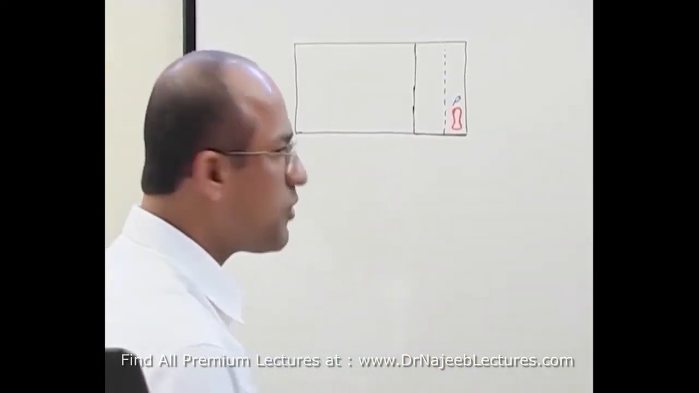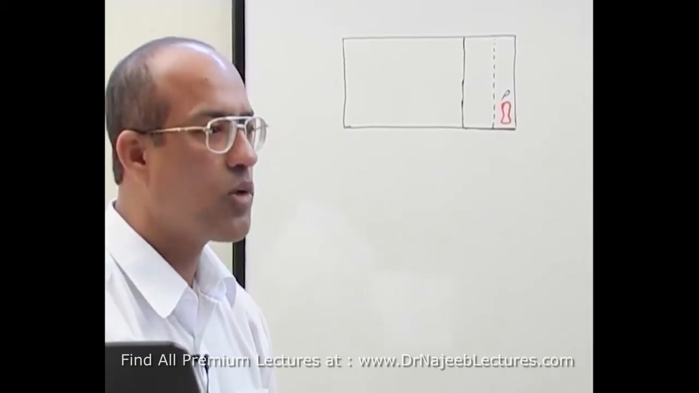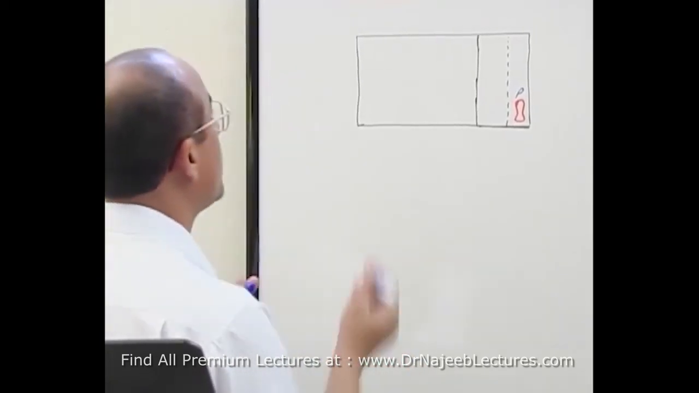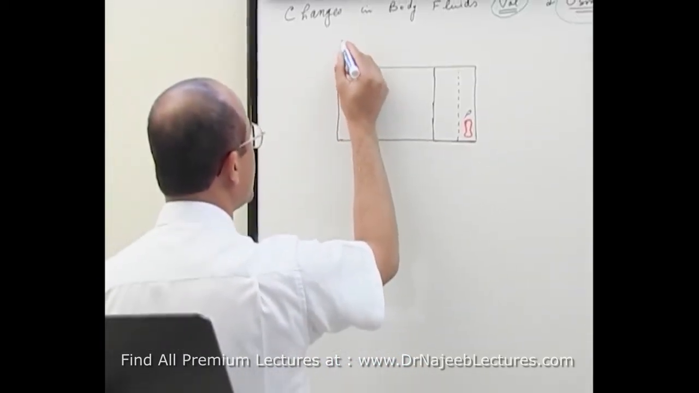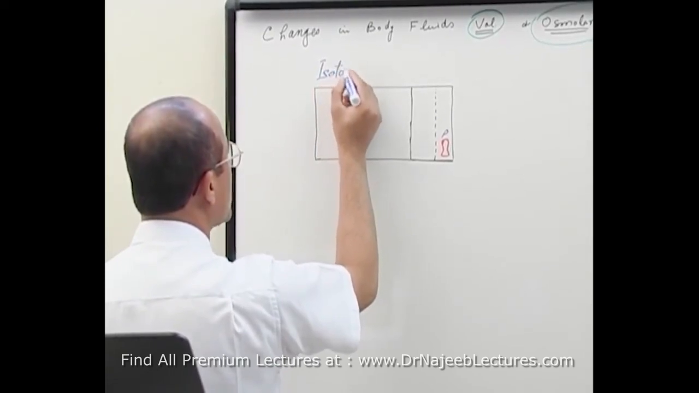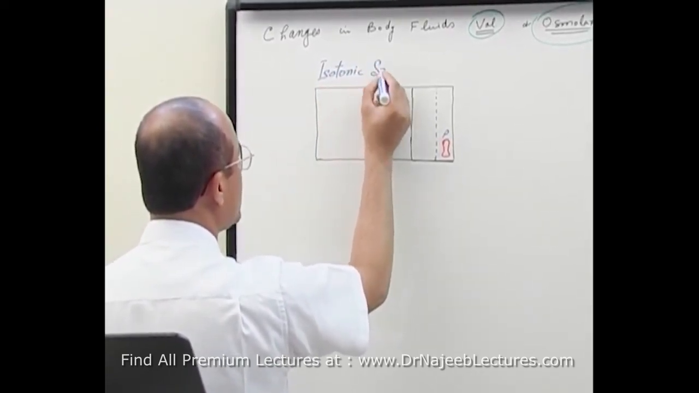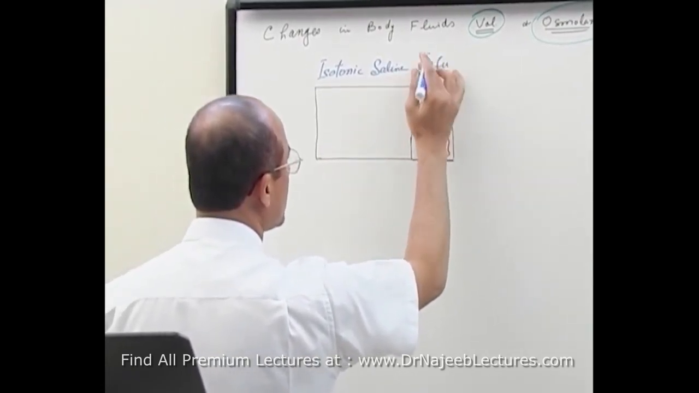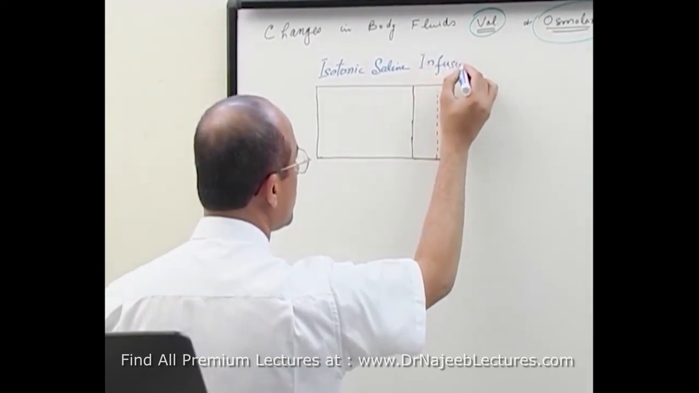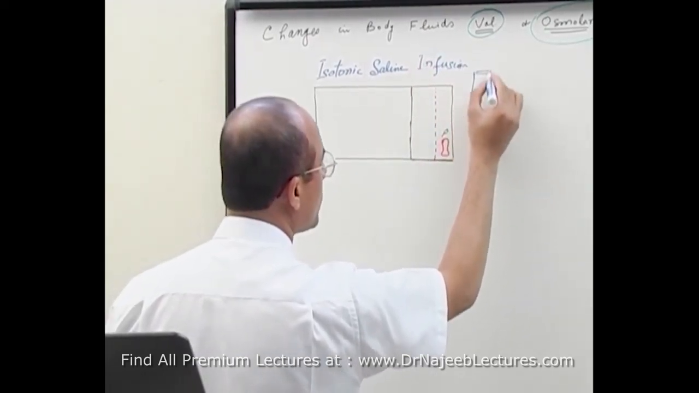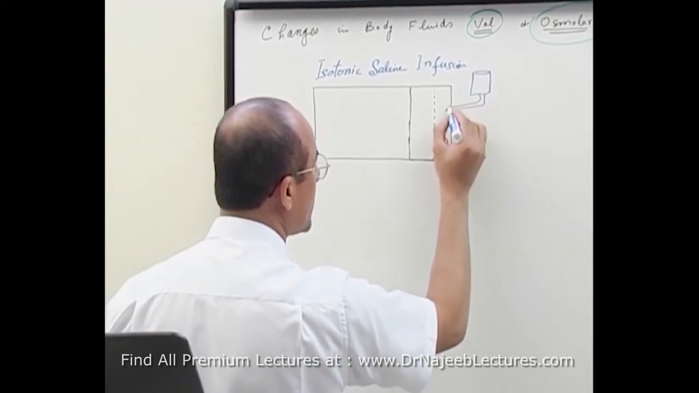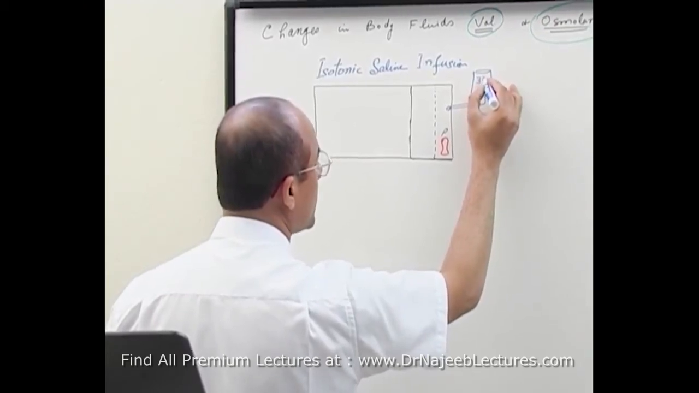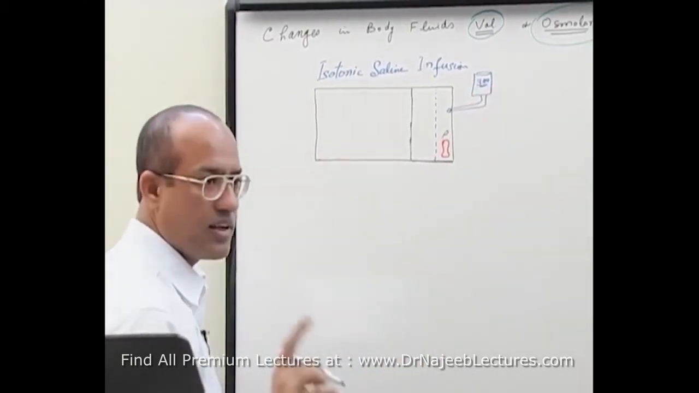Now the first situation I will explain is when normal saline is given to a person: isotonic saline infusion. The clinical situation is isotonic saline infusion, intravenously of course, right? So we are adding isotonic saline solution to this person's system. In isotonic saline solution, what is the osmolarity?